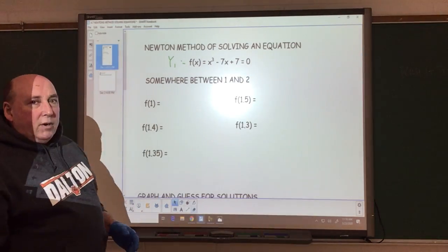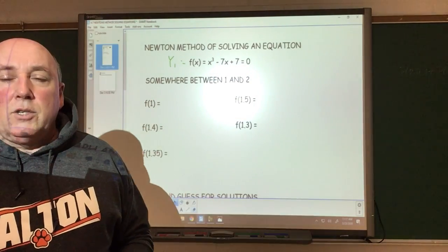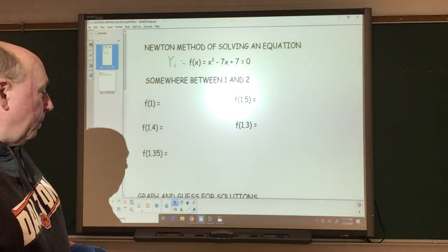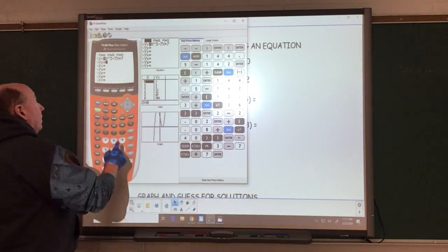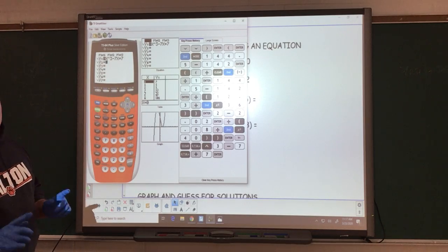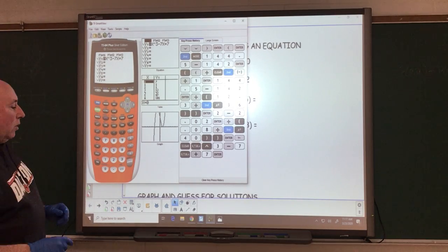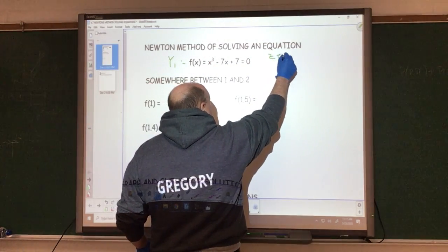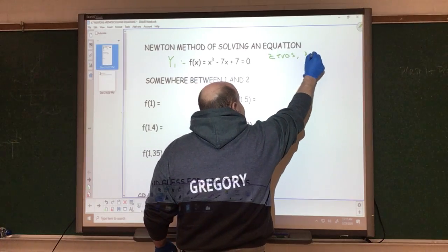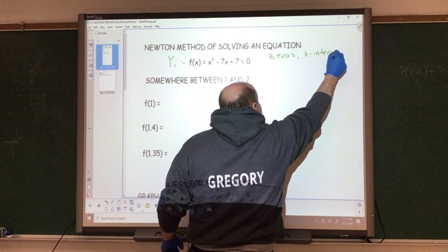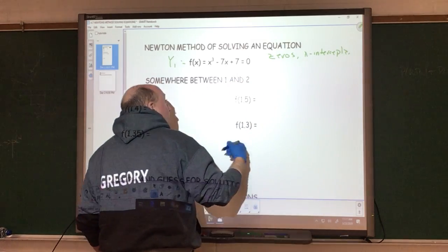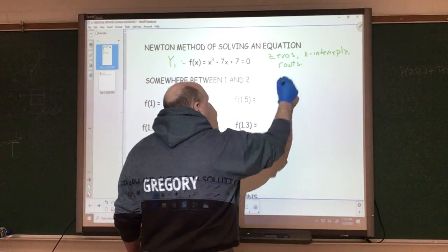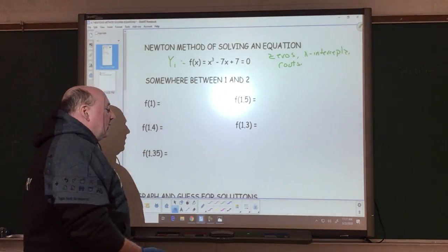If you don't have your calculator, hit your pause button, go get your calculator, and come back and hit go again, and we'll be good to go. So in your y1, we type that in. We want to find out what makes this equal to 0, which we've called zeros, we've called x-intercepts, we've called them roots. So we're looking at the idea of the x-intercept.